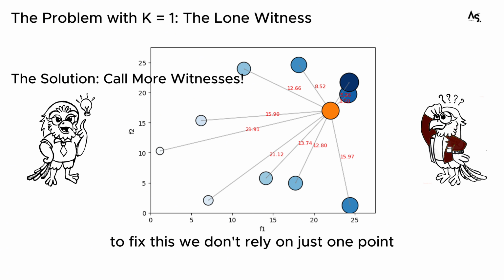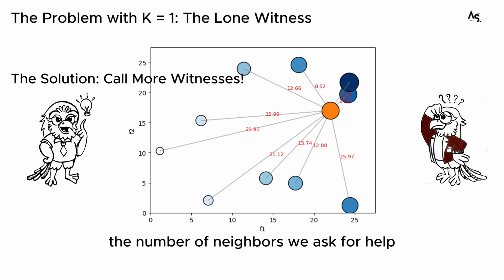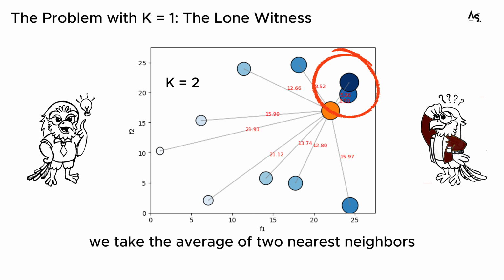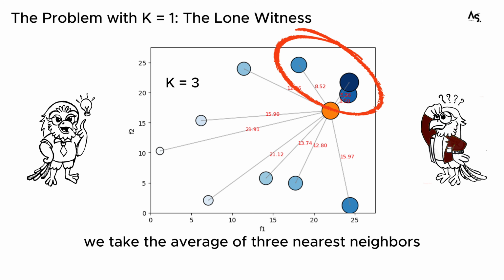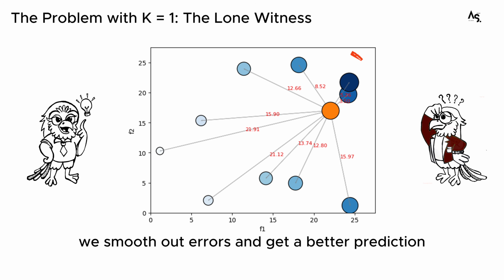To fix this, we don't rely on just one point. Instead, we increase k, the number of neighbors we ask for help. Let's run a few scenarios. For k equals 2, we take the average of 2 nearest neighbors. For k equals 3, we take the average of 3 nearest neighbors. And so on. This way, we smooth out errors and get a better prediction.